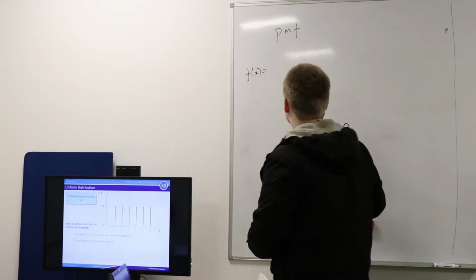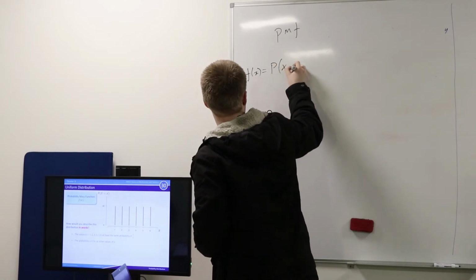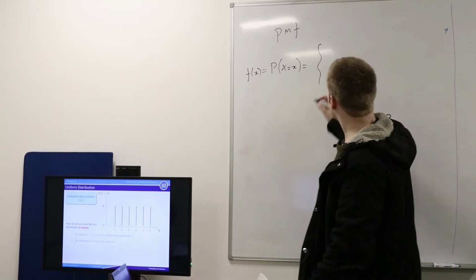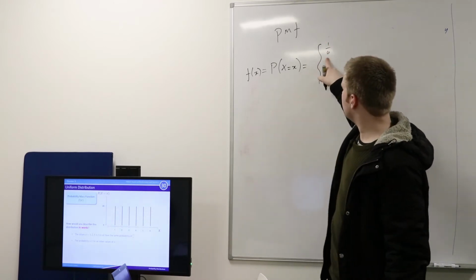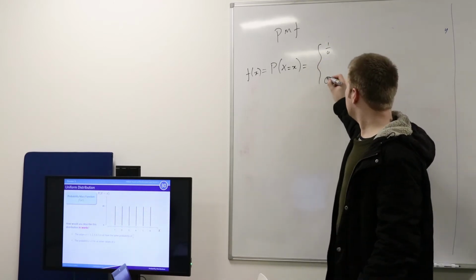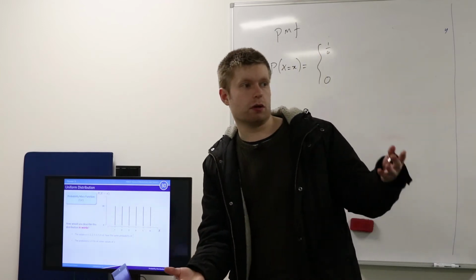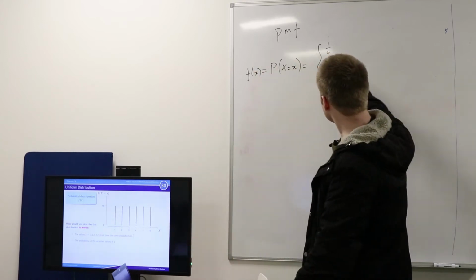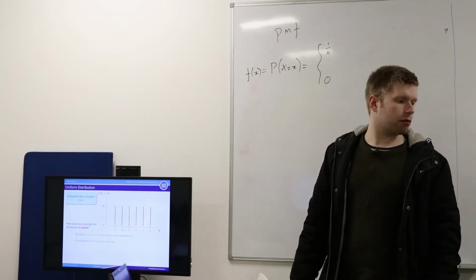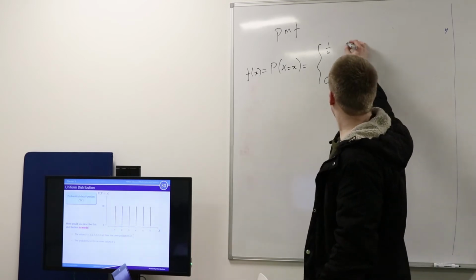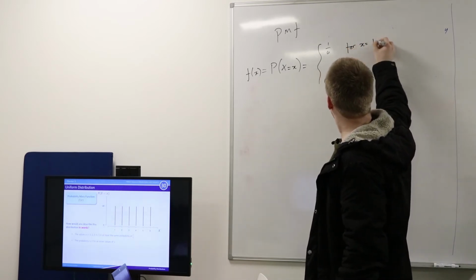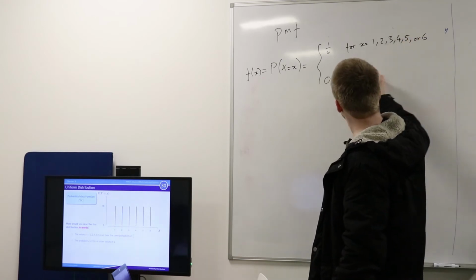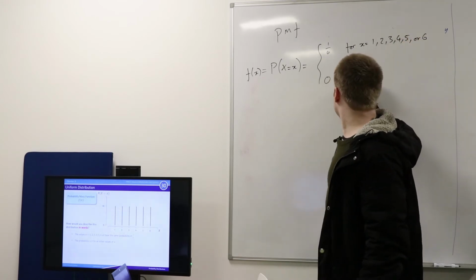Here's how I would do it. Okay, so f of x, remember, is the probability that x is equal to some outcome. So there's two options here. Either the probability is 1/6, or it's equal to 0. Those are my two options. One or the other, 1/6 or 0. What are the conditions if the probability is a sixth? X equals 1, 2, 3, 4, 5, or 6. Good. Otherwise, it's equal to 0.